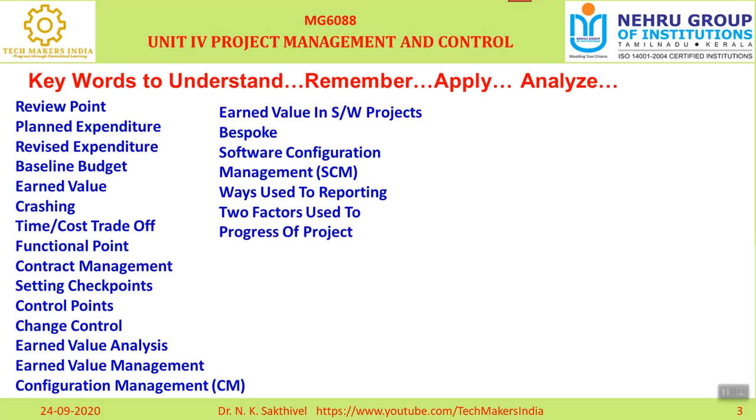Then the factors used to progress a report are also very simple. For example, we can create our own schedule, and according to the schedule we can proceed. Here the size of the project and the degree of risk of the project are considered the major factors used to progress reports. Understand? So these are the two factors we consider to measure the progress of the project: the size of the project, and the degree of risk of the project.